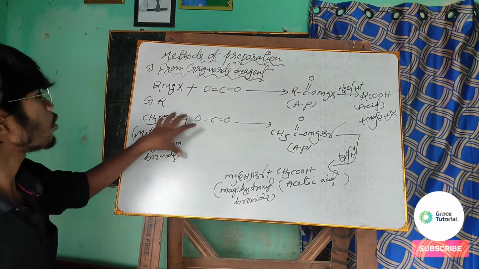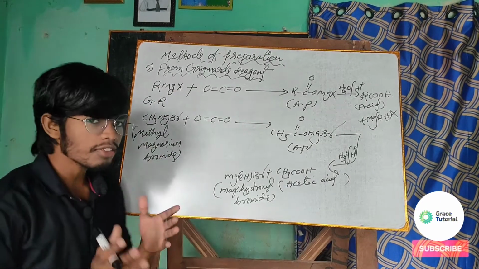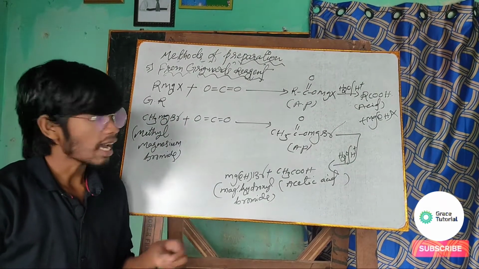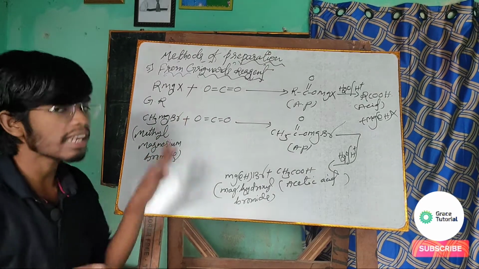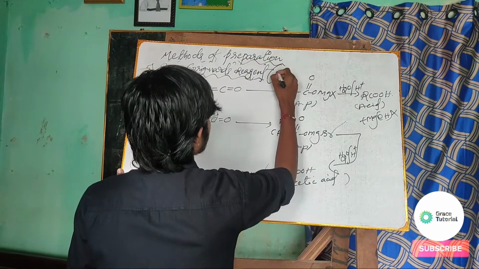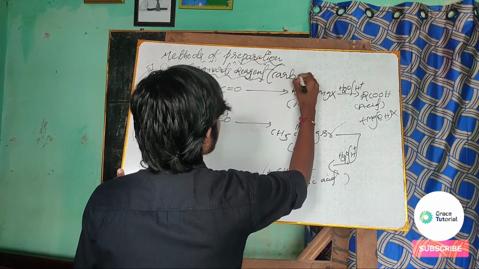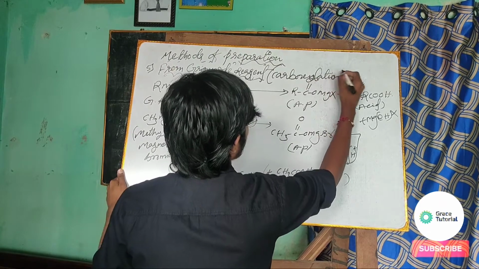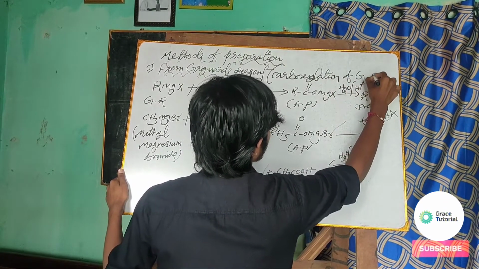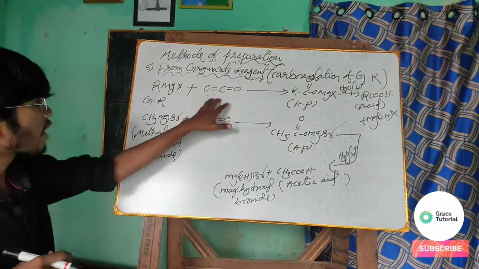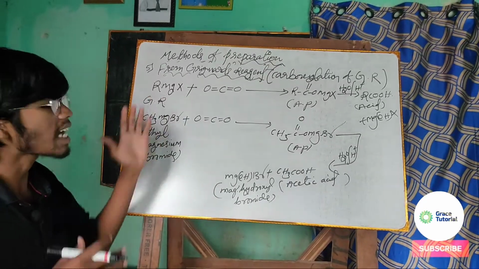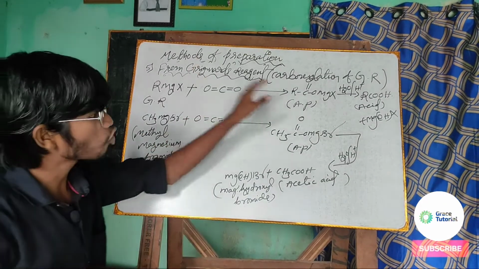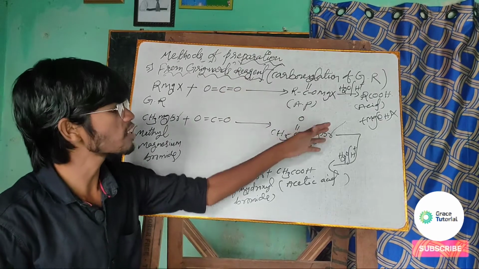This is the fifth method, that is from Grignard's reagent. If the question comes how can we prepare the acid from the Grignard's reagent, this is also called the carboxylation of Grignard's reagent. Let me write here. Carboxylation, because the carbon dioxide gas is reacted with Grignard's reagent. That's why this is carboxylation of Grignard's reagent. By the carboxylation of Grignard's reagent, the addition product first of all results. On further hydrolysis, it forms the acid.